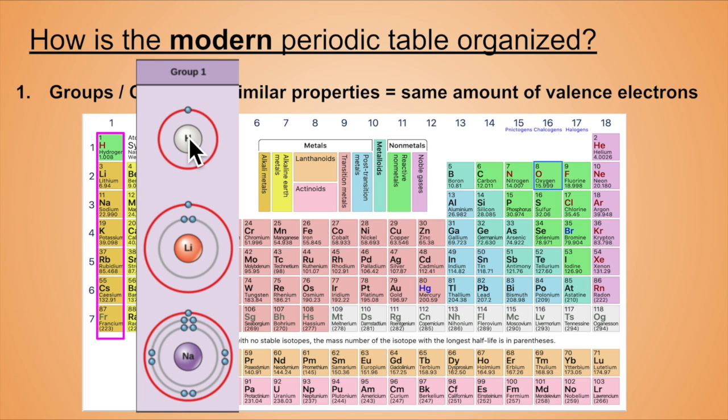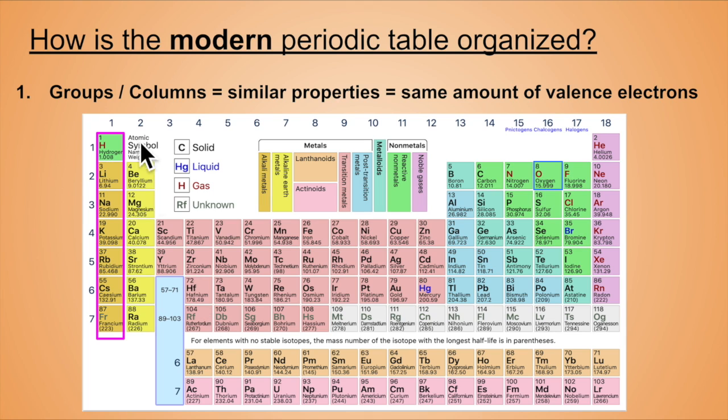So here's hydrogen, here's lithium, here's sodium. In the very outer shell, we only have one electron in this group. Sodium has a lot more electrons than lithium does, but it only has one in the very outermost shell. The number of valence electrons increases across the groups as you go from left to right. Everything in this group has one valence electron. Everything in this next group has two valence electrons.